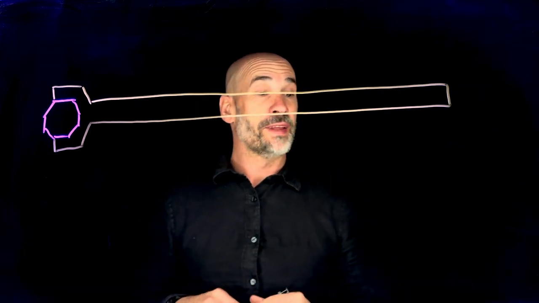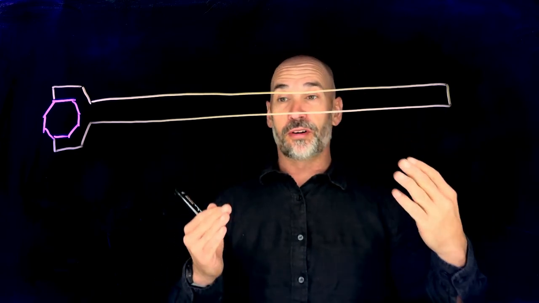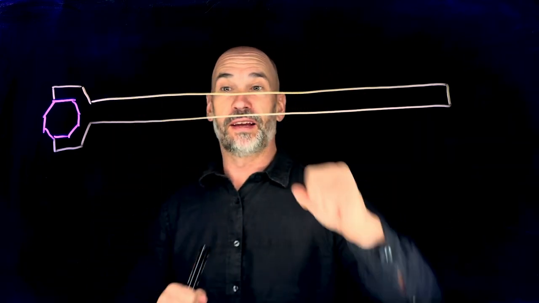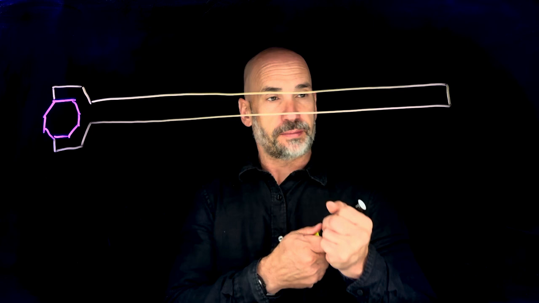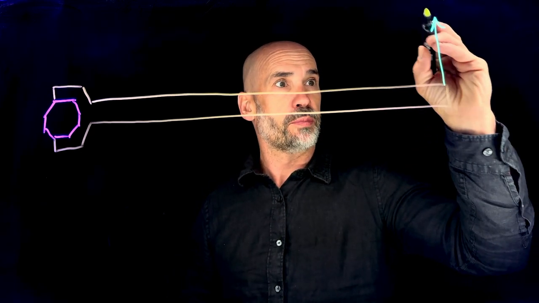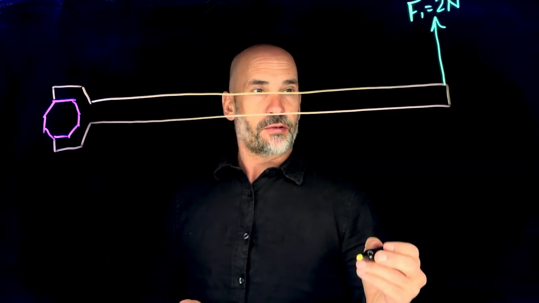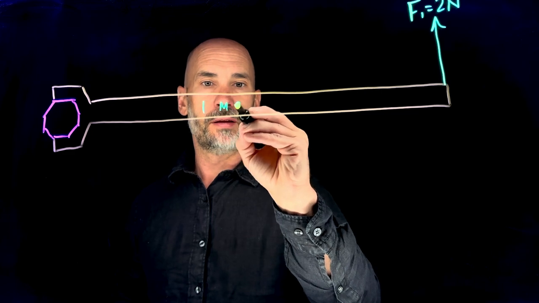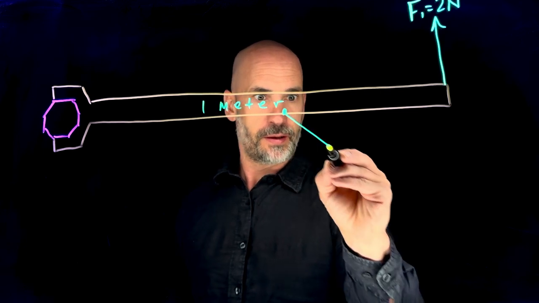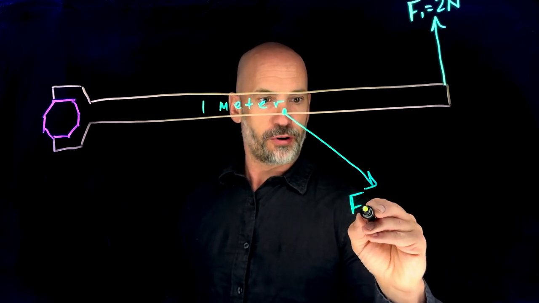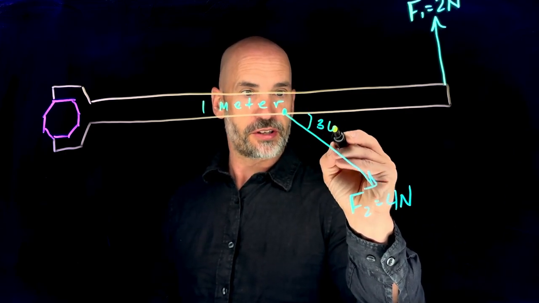And let's suppose that there are some gremlins pushing on this wrench in order to have dominance over which way it's going to be able to turn. Let's suppose that one of those gremlins, gremlin 1, is up here pushing at F1 equals 2 newtons. And then there's a second gremlin, and remember this whole thing is 1 meter long. And there's a second gremlin pushing over here with 4 newtons at an angle of 30 degrees with the wrench itself.